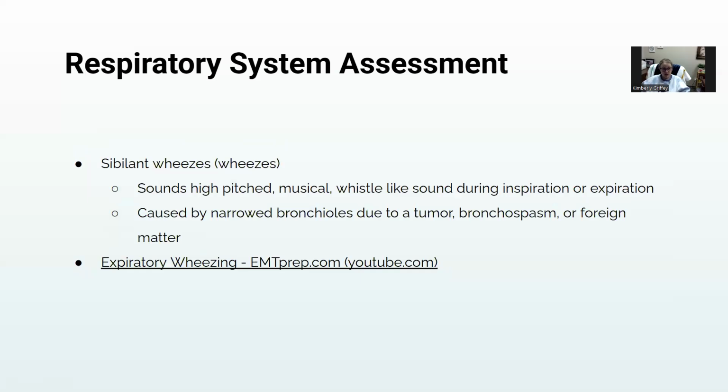Then you have sibilant wheezes, which most people just call wheezes. And these are high-pitched, almost musical sounds. They can sound like a whistle during inspiration and expiration. These are caused by narrowing of the bronchioles due to a tumor. It can be due to a bronchospasm. So if your patient has asthma, you may hear those bronchospasm sounds. Or if they have foreign matter. So if you have aspirated like a peanut or aspirated some kind of fluid, then you'll hear wheezes with this sound. And this is another video that you guys can listen to.